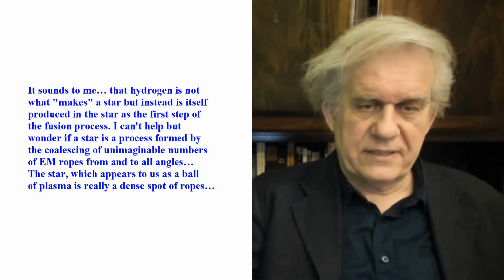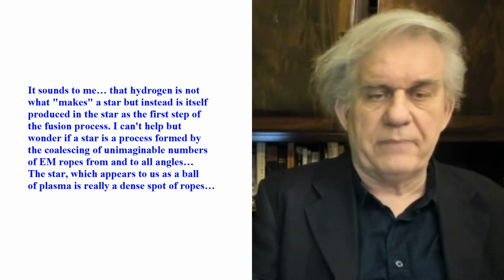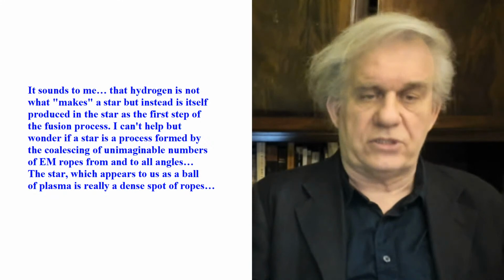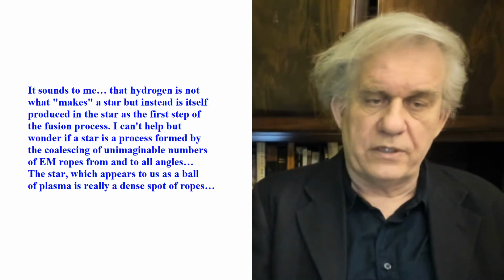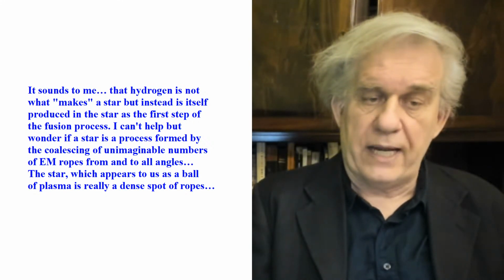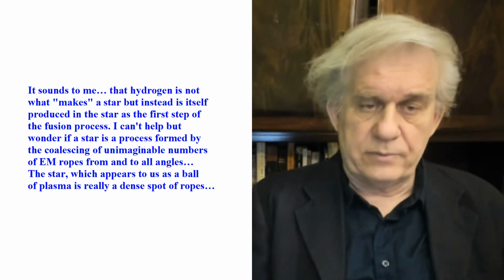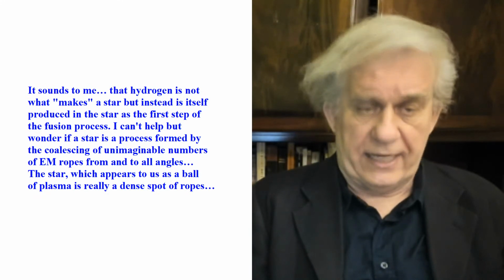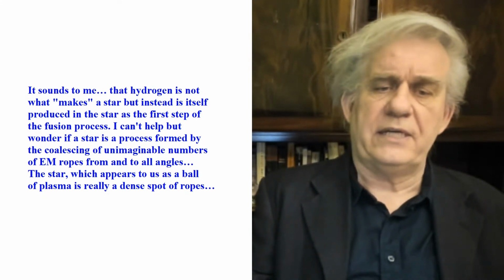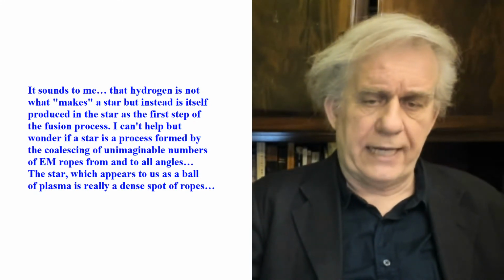Okay, another question, comment. Fellow says, sounds to me that hydrogen is not what makes a star, but instead is itself produced in the star as the first step of the fusion process. I can't help but wonder if a star is a process formed by the coalescing of unimaginable numbers of electromagnetic ropes from and to all angles. A star which appears to us as a ball of plasma is really a dense spot of ropes. Okay, that's a different take.